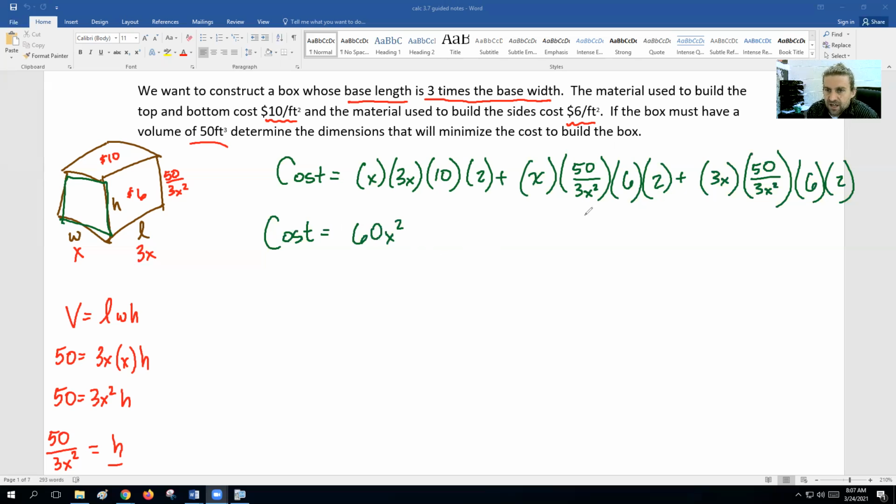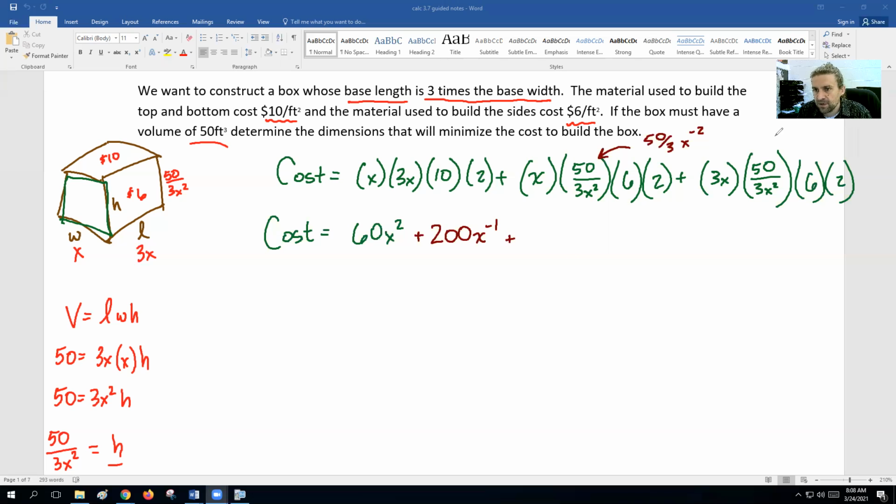All right, what's going to happen here? All right, what we have, this might be easier to think of this as 50 thirds times x to the negative second. All right, so let's go through. What's x times that times 6 times 2? Okay, I'm going to just use the calculator. 50 divided by 3 times 6 times 2 comes out to be 200. And then x times x to the negative second becomes x to the negative first.